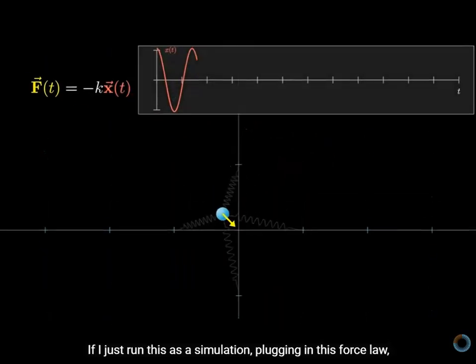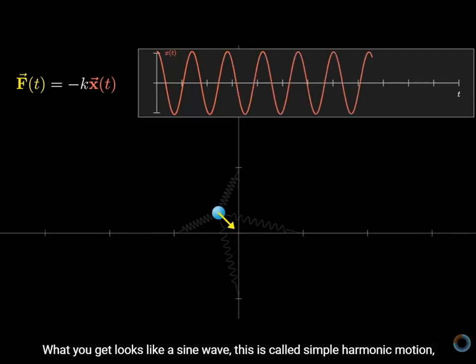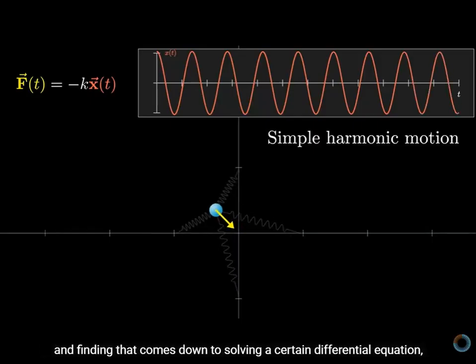If I just run this as a simulation, plugging in this force law, here's what that displacement looks like as a function of time. What you get looks like a sine wave. This is called simple harmonic motion. And the frequency of this wave is going to matter a lot for you and me. And finding that comes down to solving a certain differential equation.